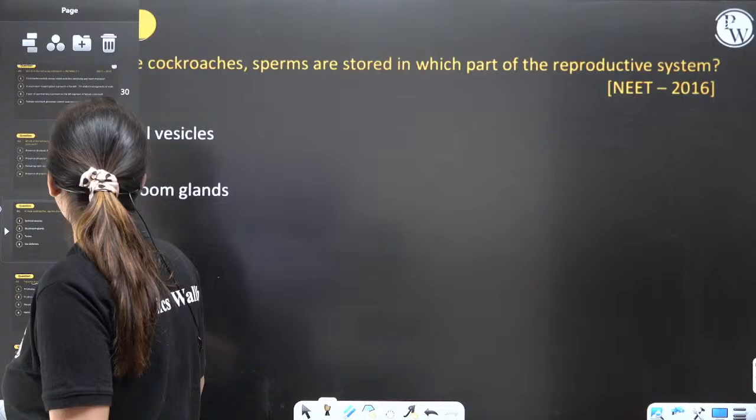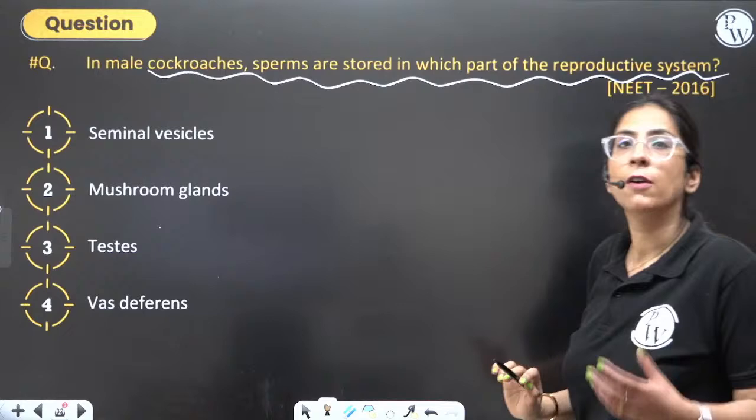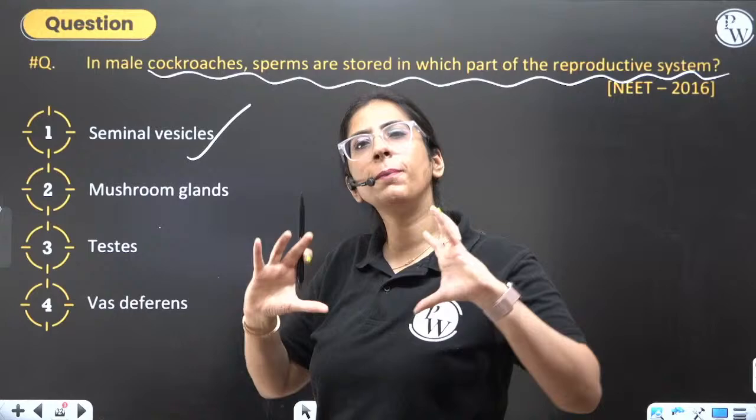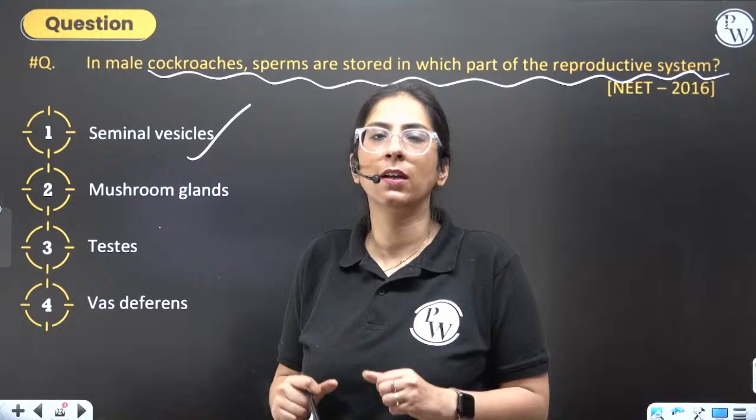In male cockroaches, sperms are stored in which part of the reproductive system? They store it in the seminal vesicle. The long tubule makes the inner layer. The short tubule pours the nutrition, another layer, by the ejaculatory duct. The third layer is by the phallic gland.